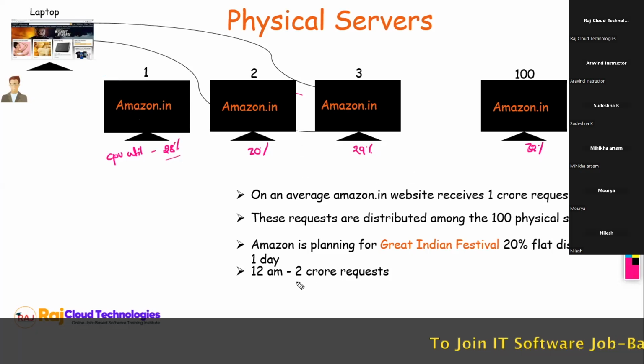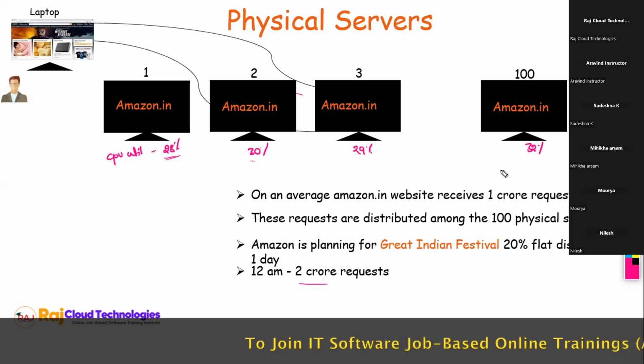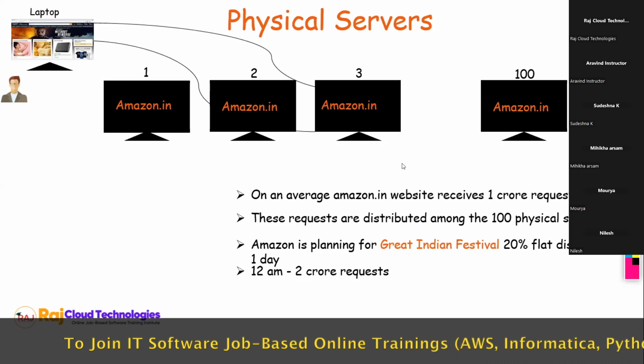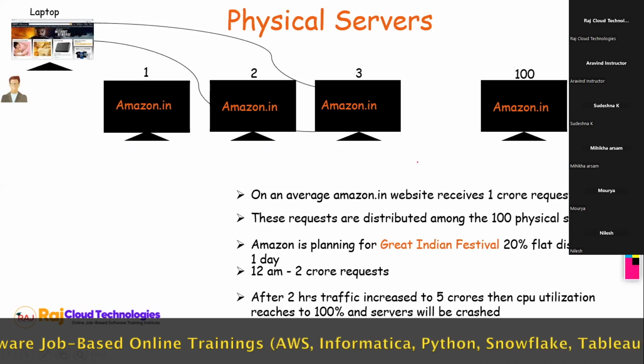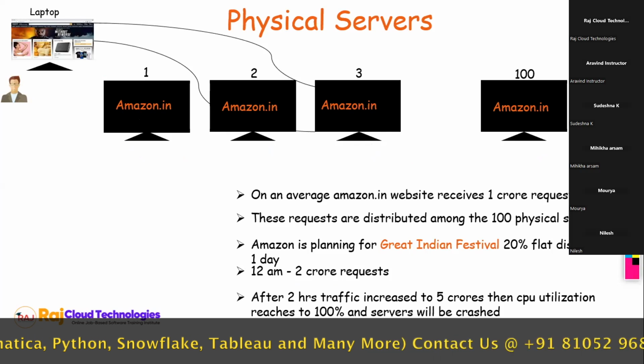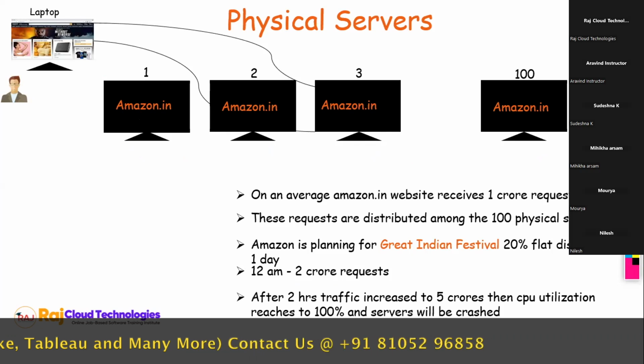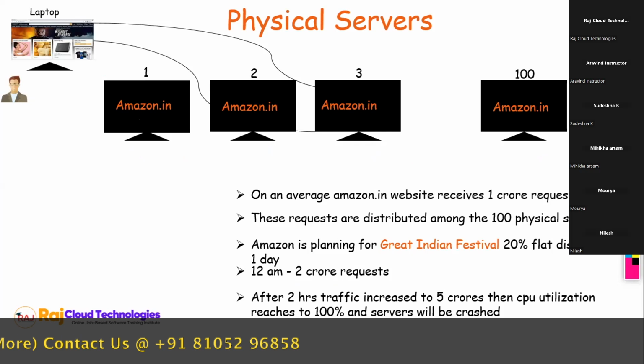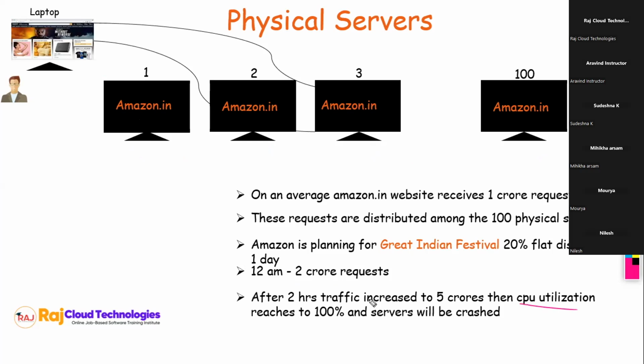Here, if the traffic is 2 crore, utilization is like this. But after 2 hours, let's say at midnight 2 o'clock, traffic increases to 5 crore. Around 5 crore people all over India are accessing our website. What happens? Obviously, CPU utilization will increase and reach 100% for all the servers. Then the servers crash. All the servers are crashed.